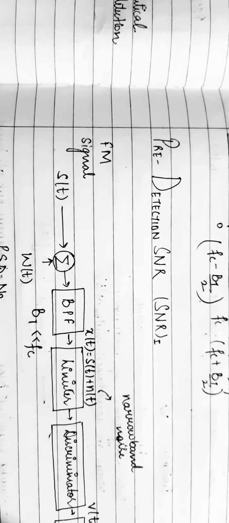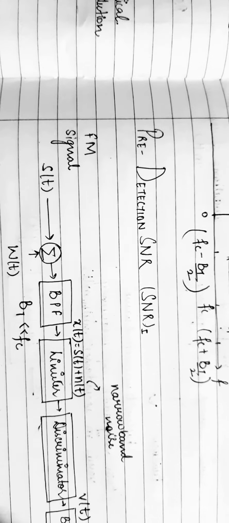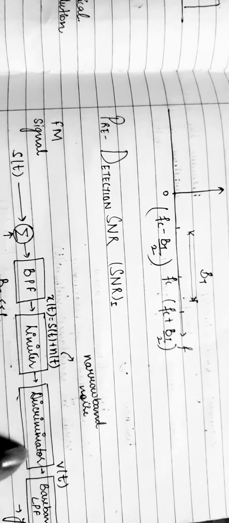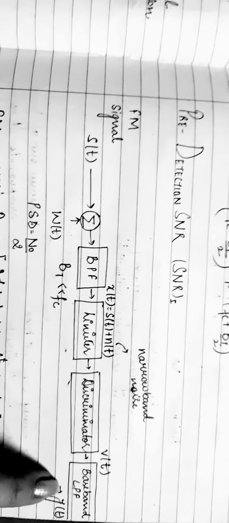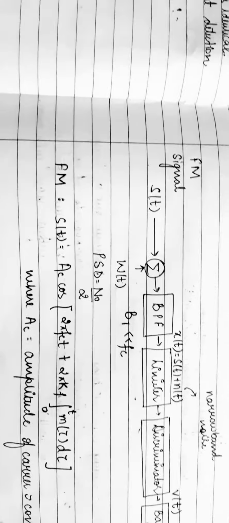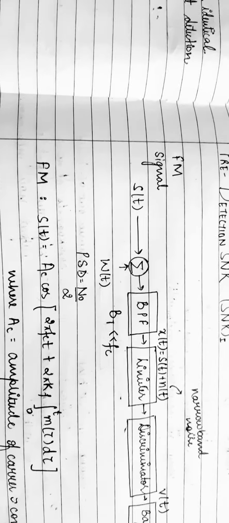After passing through the BPF, we require a special type of electronic circuit, that is called a limiter or discriminator. After passing through limiter and discriminator, we get the output v(t), and after that we get the baseband LPF, that is your baseband low pass filter. Now your FM equation, we know that s(t) = Ac cos(2π fc t + 2π kf ∫₀ᵗ m(τ) dτ), where Ac is your amplitude of carrier, that is constant. Now here the baseband LPF is suitable for passing low frequencies or the message signal.